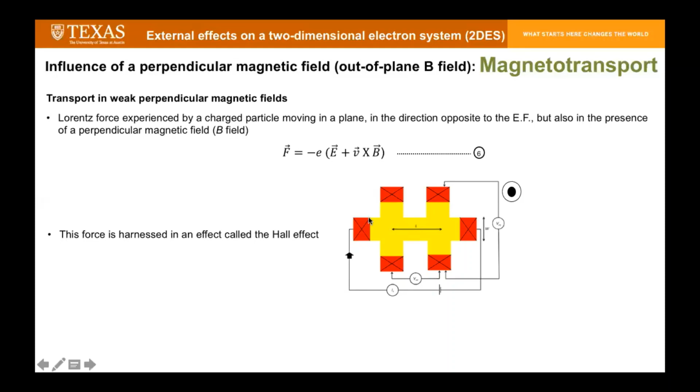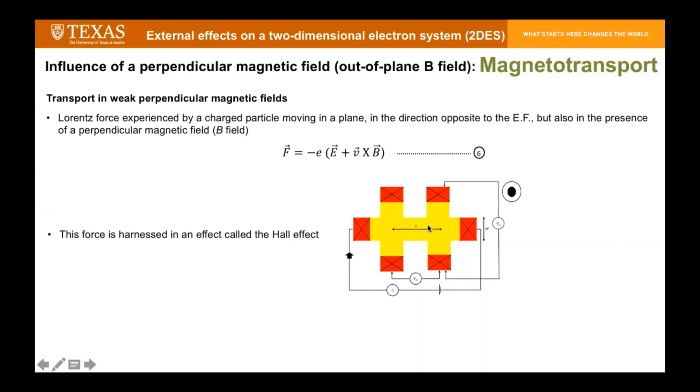So this structure over here is shaped in a certain way, and this shape is called a Hall bar, where you have these X's, which represent ohmic contacts. The yellow thing is a two-dimensional electron gas, and you put ohmic contacts to this electron gas to contact the electrons.